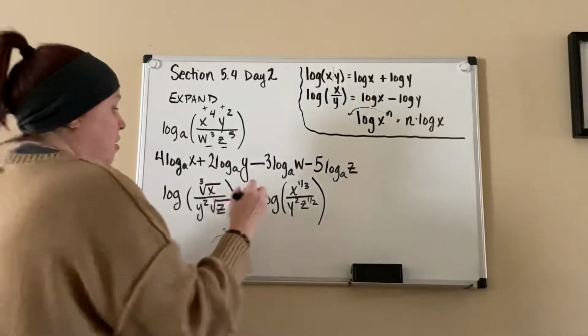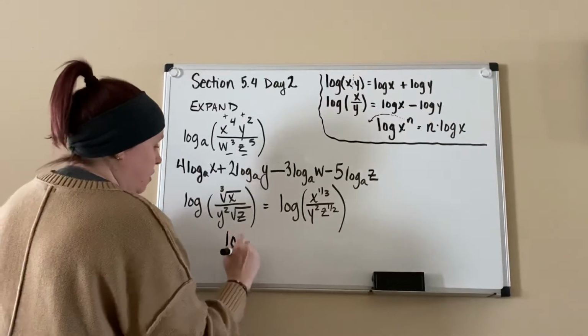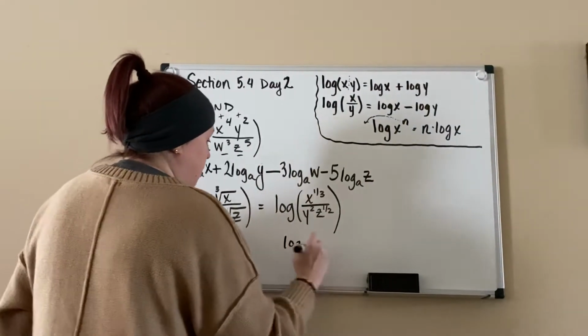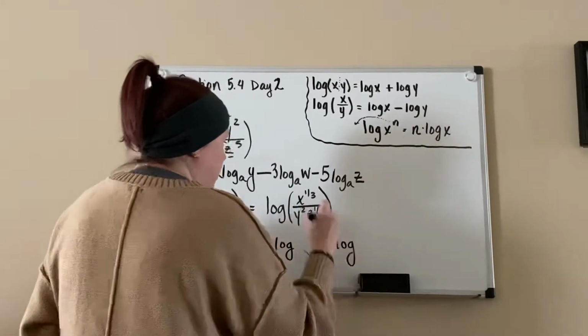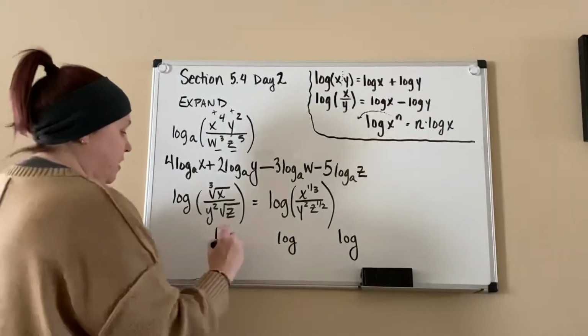So we've got 3 things, 3 logarithms. So log, log, log. The one on top is positive because he's the plus thing. So I would have x to the 1/3.